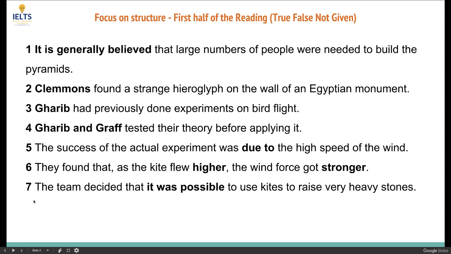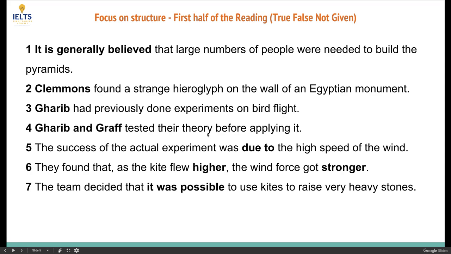We have 7 true, false, not given questions. Typically, they follow what we've just said. What do people generally believe about the pyramids? That's the introduction, that's the background. Here are what other people think. Clemens, Garib and Graf. Why do they think it? Well, they found a hieroglyph, a picture. They maybe did some experiments.